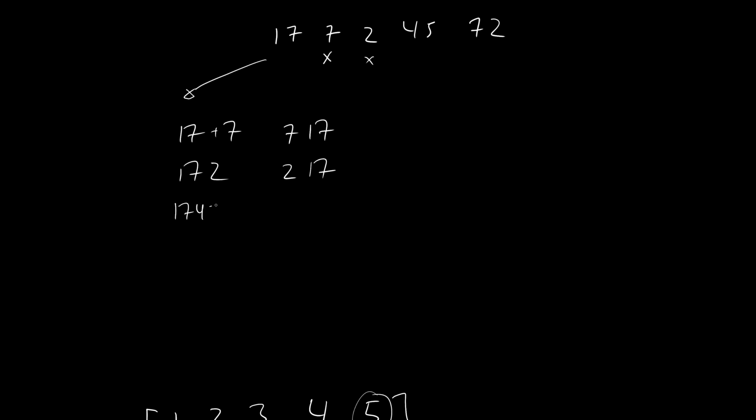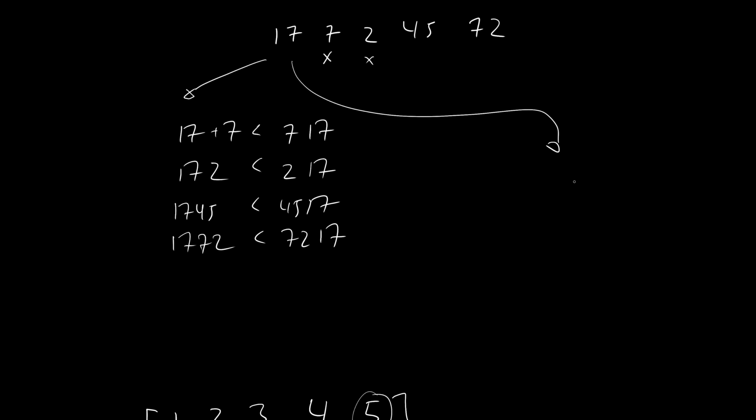1745, is that bigger than 4517? No, it's not. And then etc., etc. And then, okay, we'll just do one more. 1772, is that bigger than 7217? No, it's not. It's all smaller. So we know this guy is actually the smallest value that we want to give.